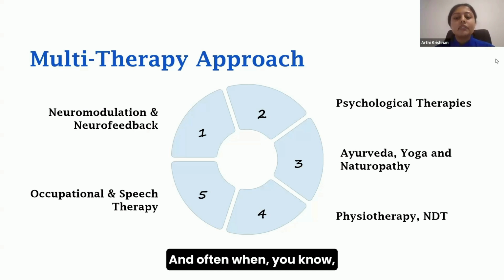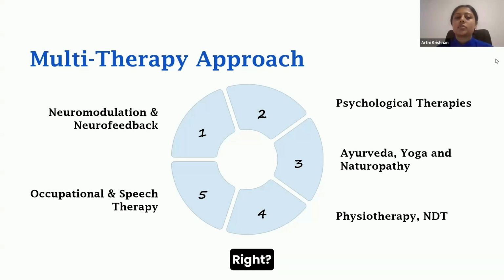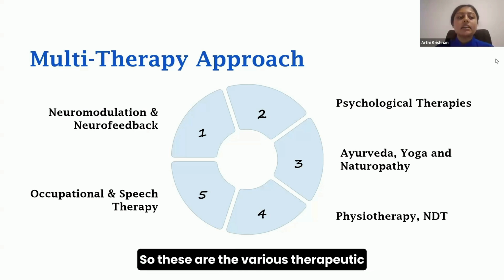And often when children with autism spectrum disorder have comorbid conditions like ADHD, they have a lot of physical energy within them which needs to be channelized and utilized in a proper way. So the activities that are done in physiotherapy really help channelize that and help reduce the behavioral challenges, right? So these are the various therapeutic approaches that we can utilize.